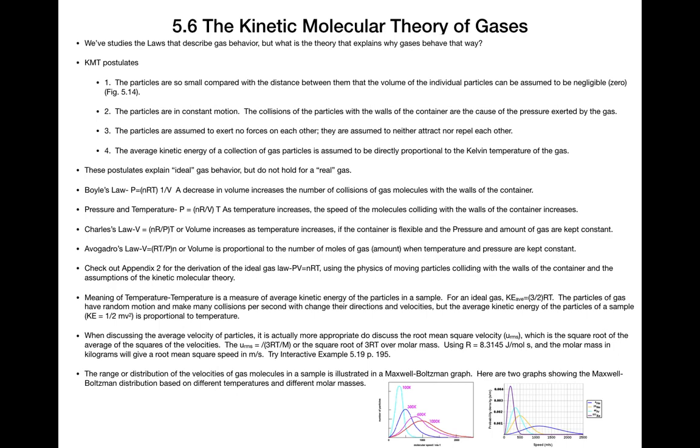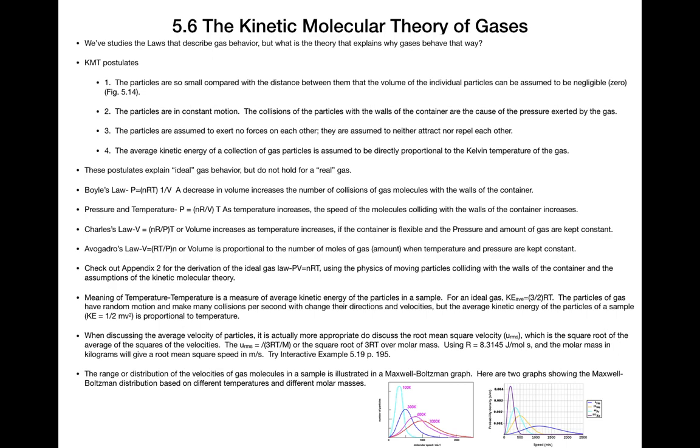The four postulates of the KMT are that, number one, the particles in a gas are so small compared with the distance between them that the volume of the individual particles can be assumed to be negligible or zero. The particles, number two, are always in constant motion, and the collisions of these particles with the walls of the container are the reason why a gas exerts pressure. Number three, the particles are assumed to exert no forces on each other.